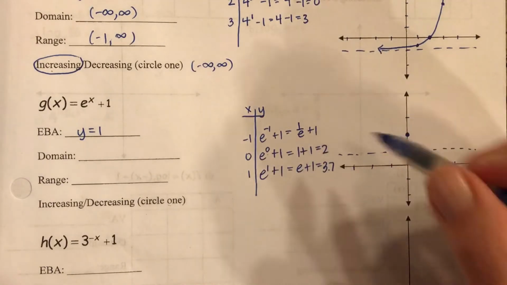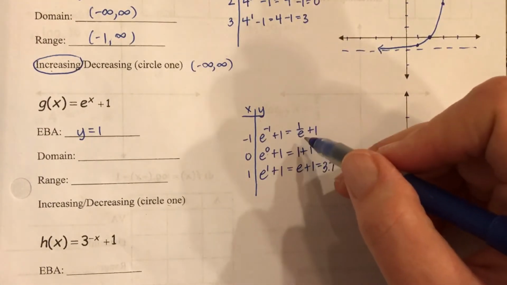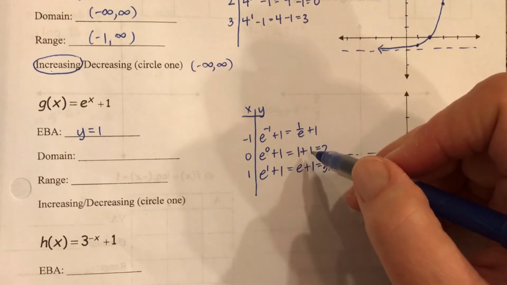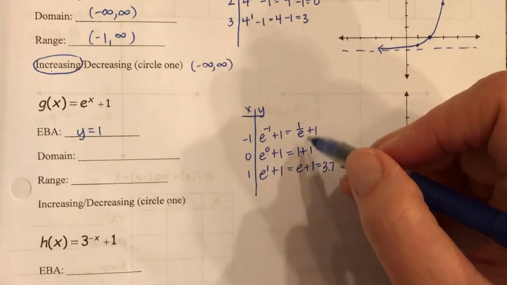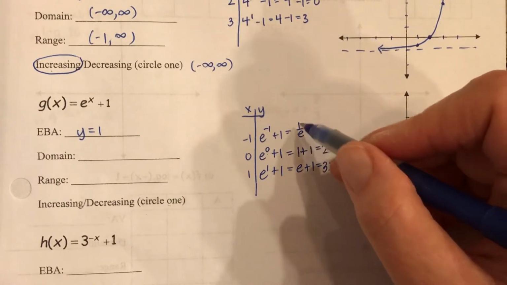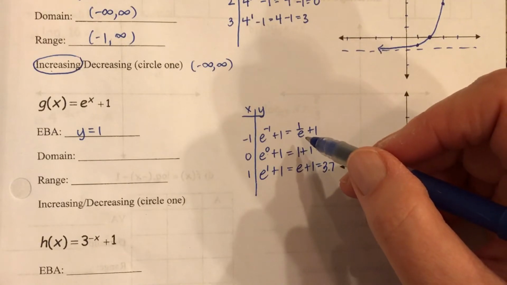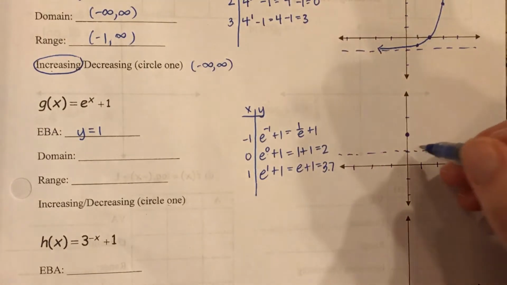All right, negative 1. Okay, this right here is some fraction. I'm guessing 0.3, 0.4. Maybe it's 0.39 or something like that, 0.4. So this is like 1.4.